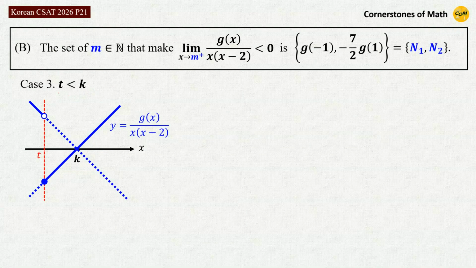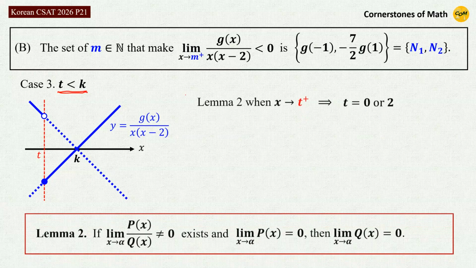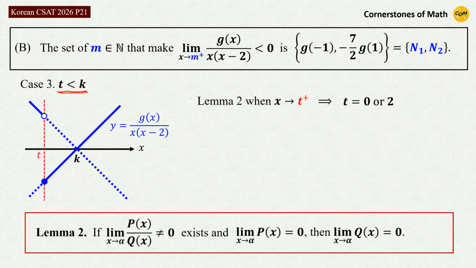Which leads to the third case where t is less than k. Let us fast forward a similar process. Investigating the given limit when x is approaching t from the right, that is, this direction, the entire limit is non-zero, but the numerator goes to 0, so we can apply lemma 2 again, which means that the denominator goes to 0, hence t is equal to 0 or 2.